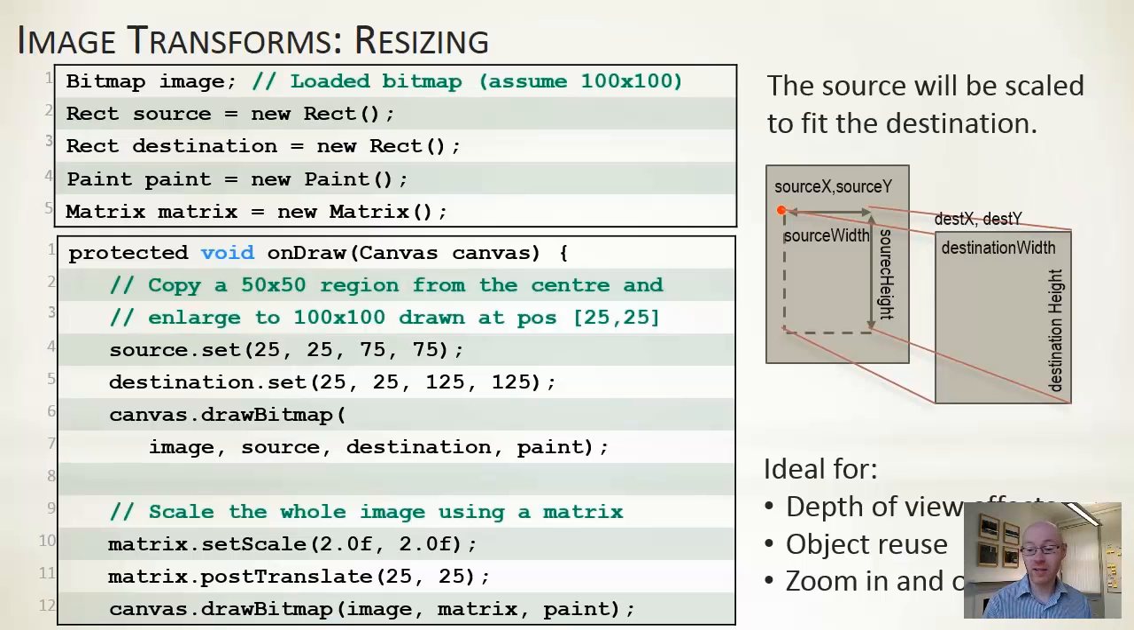Why do we want to resize? It's useful for depth of view effects, for representing things that are further away from the camera. It enables us to reuse objects and draw them at different sizes, but it's still the same object. And we can use it for effects that zoom in and zoom out. So it's quite a flexible setup.